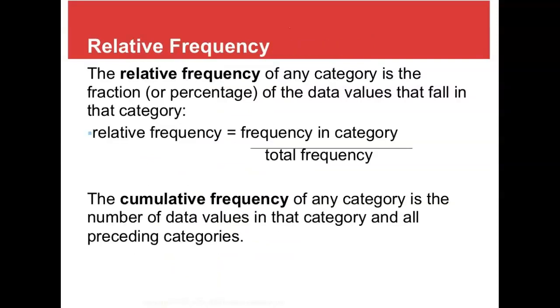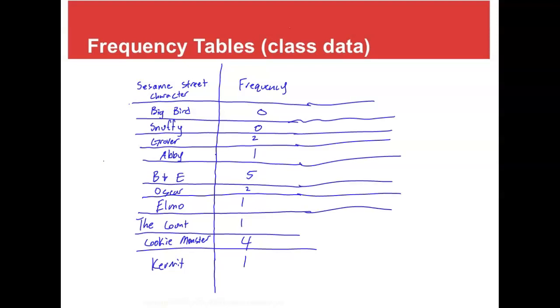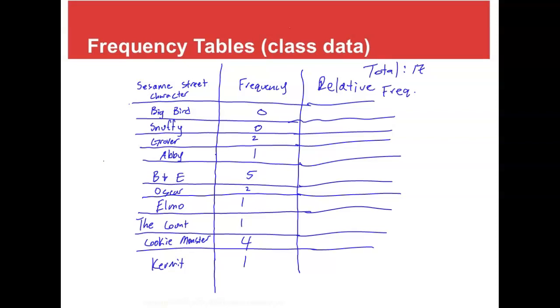So relative frequency, oftentimes it makes sense to look at relative frequency. It's just the proportion in each category rather than the raw count. So if I wanted to create a relative frequency table here, first of all, the total amount of data in my table is 2, 9, 10, 17. And so for each category, I would go through and divide the count by the total.